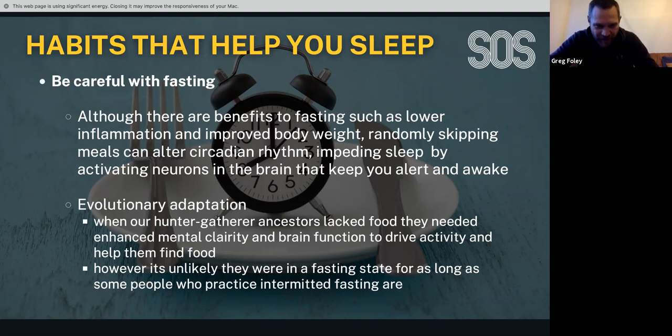Yeah. It's funny though, you have a point there. When our hunter-gatherer ancestors lacked food, they needed enhanced mental clarity and brain function to drive activity and help them find food. It's so true though, and it's funny what the body does. Dopamine is what generally will increase if you don't eat, especially if you don't eat carbohydrates, and it makes you braver. So when you're really hungry, you'll make silly decisions, not just with food, but you'll do more dangerous things in order to get it. Have you ever driven around town to 3 different places just to find the exact food you want? Oh yeah.